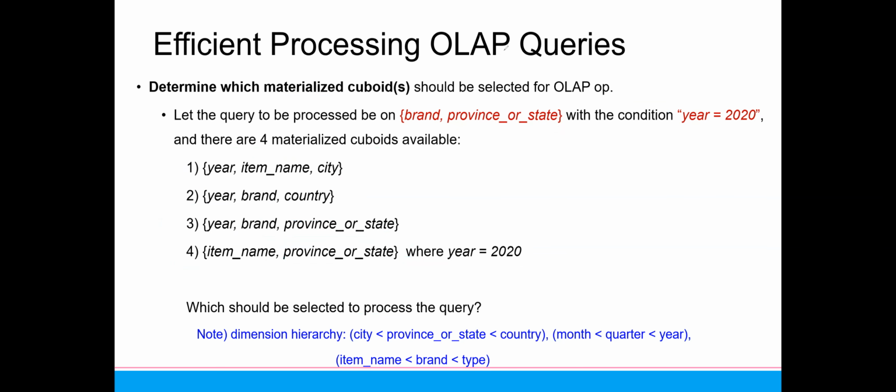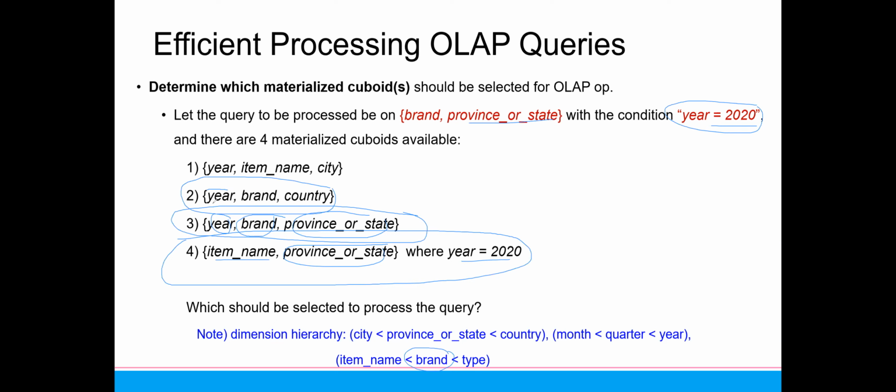So it means if we choose this one, we need to roll up to brand because item name is the smallest level, and then the province or state represents this one, and the year is exactly the same as the condition. If we choose this one, for the year we will make a condition on 2020. It is not difficult, and the brand is already precise, and the province or state is already precise. But what about this one?